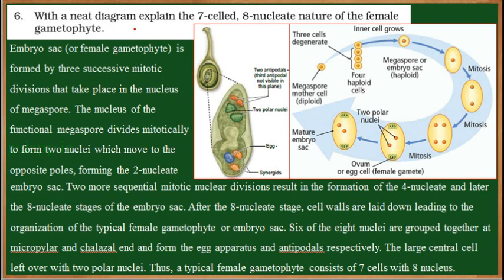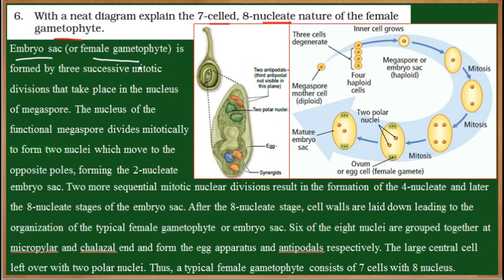With a neat labeled diagram, explain the 7-celled, 8-nucleate nature of the female gametophyte. So with the help of a diagram, now let us learn what is a 7-celled, 8-nucleate embryo sac or the female gametophyte. Now students, by now the terminologies must be clear. Embryo sac means it is a female gametophyte. Both are one and the same.